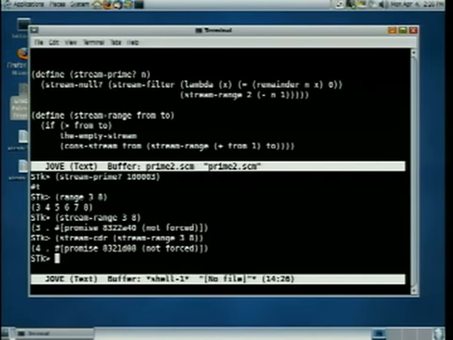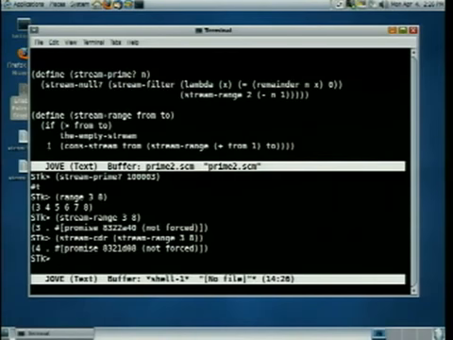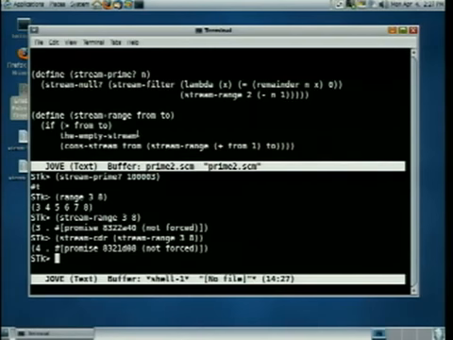What about when you get to the end? So the base case here in stream range says if from is greater than 2, which means we've run out of numbers to pick, return the empty stream. It's a thing. Streams are an abstraction.